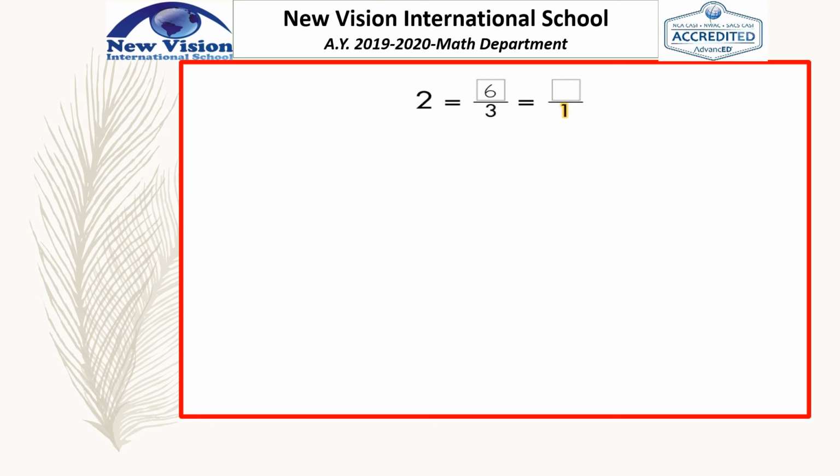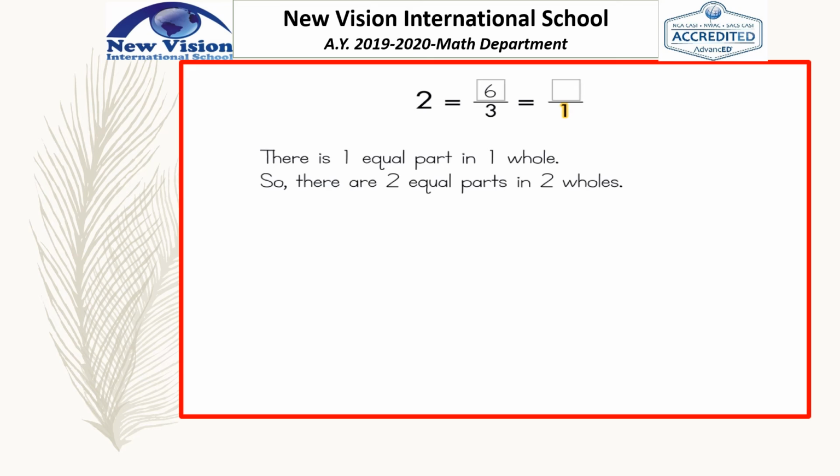To complete the fraction that has the denominator 1, these students may think that each whole has one equal part. So, there are 2 equal parts in two wholes. They write the numerator 2.